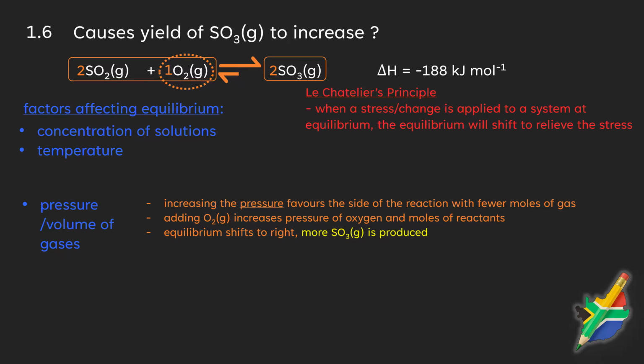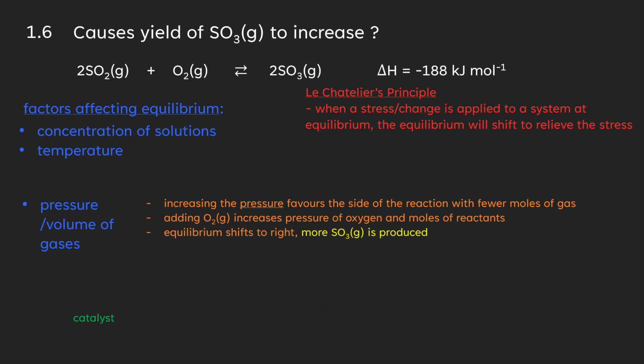And as a result, more sulfur trioxide gas is produced. In other words, the yield of sulfur trioxide increases. We can see that the answer must be A, but let's check the other 3 answer options. Answer B mentions adding a catalyst.